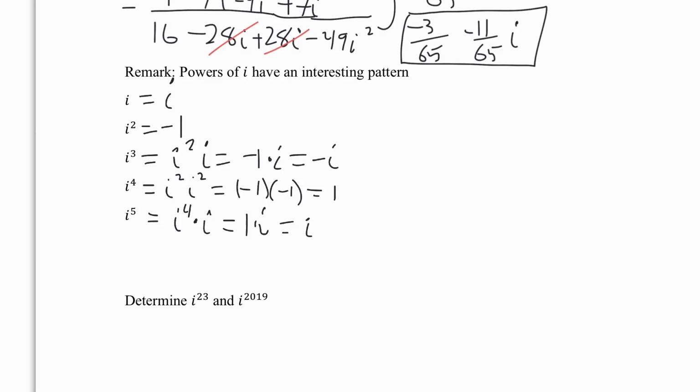So you have this interesting pattern where you go i, and then you go negative 1, and then you go negative i, and then you go 1, and then you go back to i. And so you go around and around in a circle, going from i to negative 1 to negative i to 1 back to i.